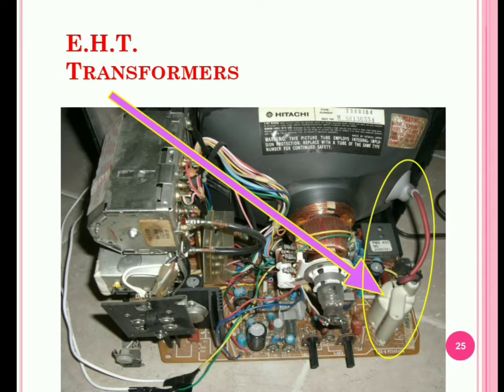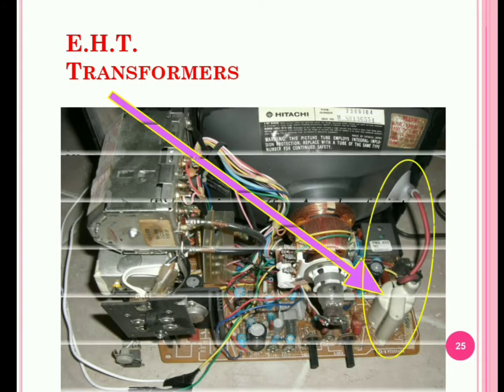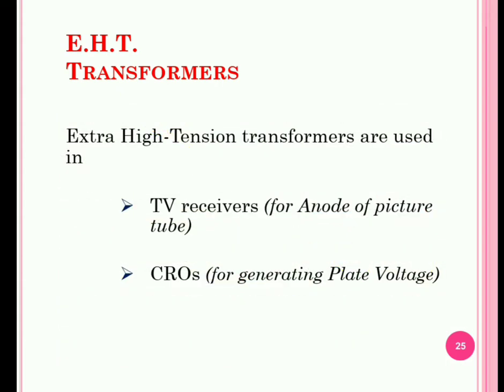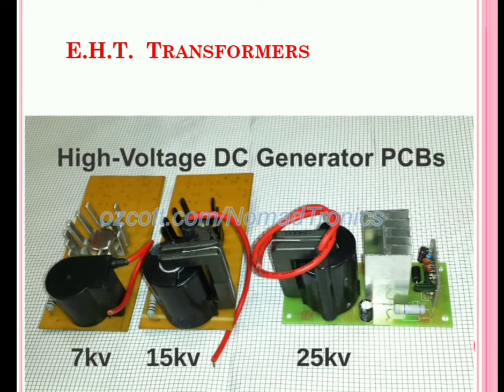Then the transformer is called the EHT transformer or a flyback transformer. The principle is a different part, beyond our scope of discussion at the moment. Extra high tension transformers are used in TV receivers for the picture tube anode and also for CROs. And you also get them like this, as ready-made high voltage DC generator PCBs.